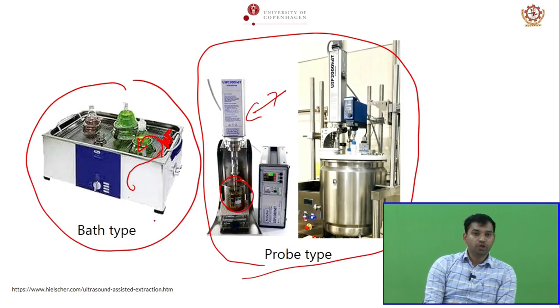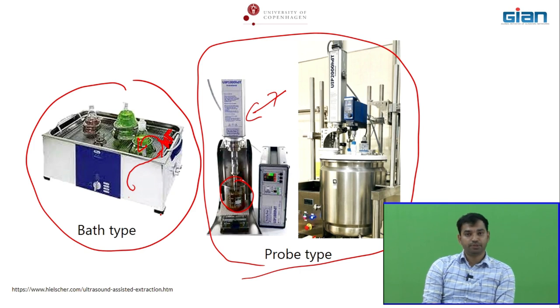I don't say you should not use bath type, you're welcome to use it, but it's less efficient compared to probe type. And bath is extremely cheap compared to probe. The probe is specialized equipment, and it is more expensive compared to bath type. Depending on availability in your lab, you use whatever you want, but for large scale protein production, we often use the probe type. Is it clear?